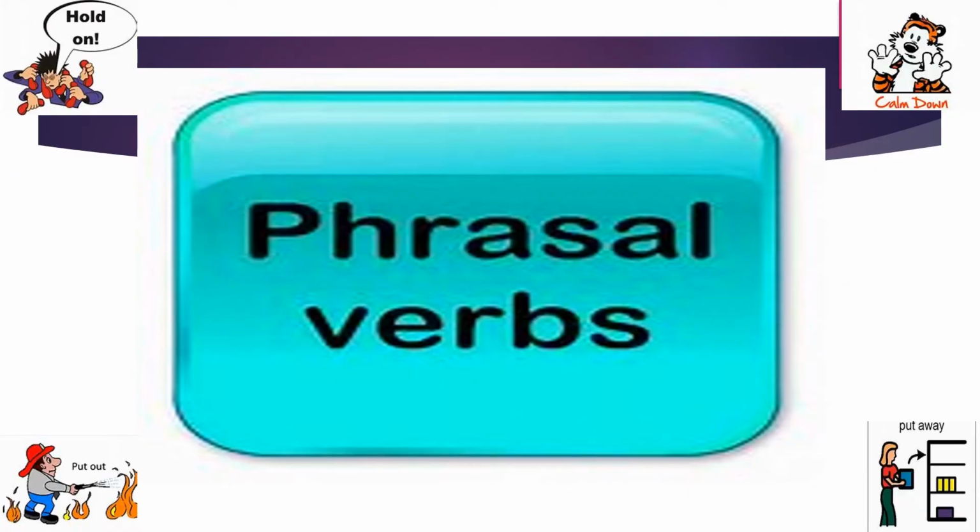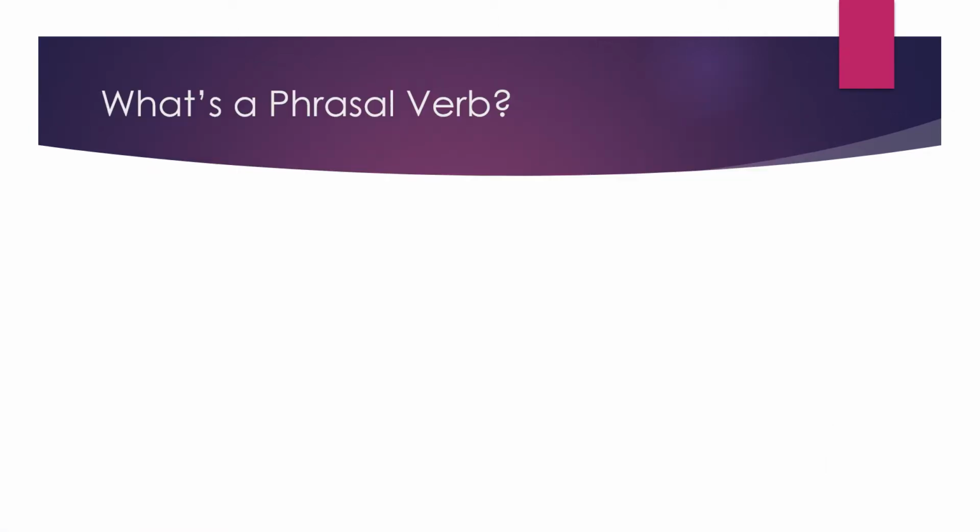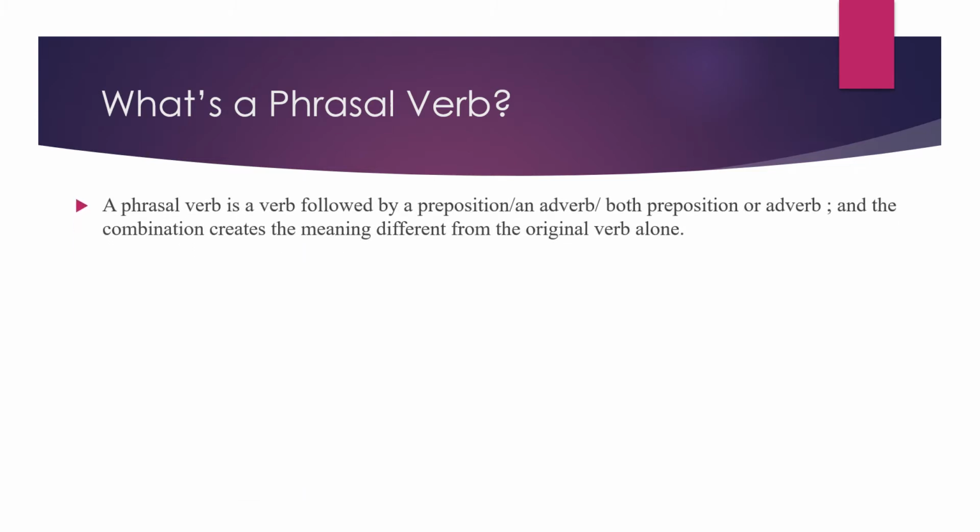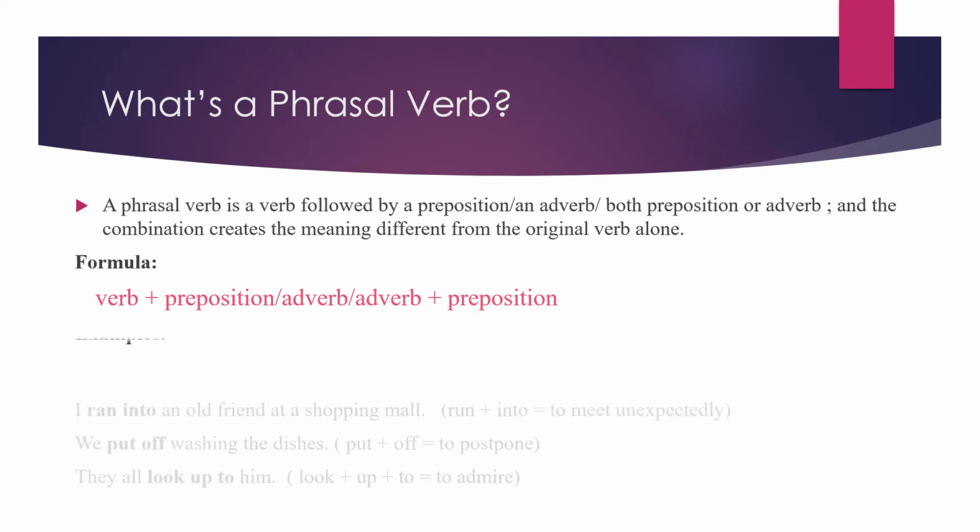We are going to talk about phrasal verbs. Now we will see what a phrasal verb is. A phrasal verb is a verb followed by a preposition, an adverb, or both, and the combination creates a meaning different from the original verb alone. Here is the formula: verb plus preposition, or verb plus adverb, or verb plus adverb plus preposition. Let's look at the examples.